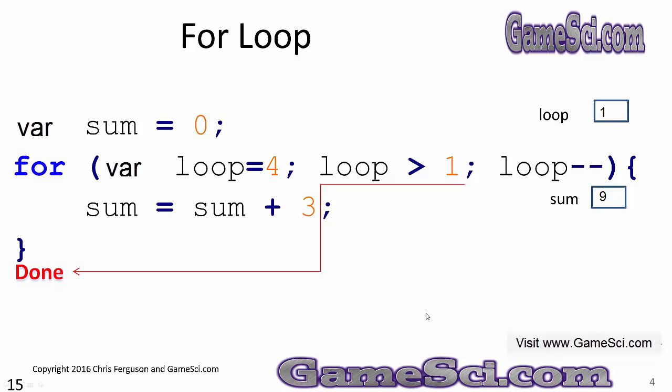There you have it, a for loop. This thing, I believe, executed 3 times. Because this line of code executed 3 times, the variable sum had a 9 in it at the end. That's how a for loop looks. Let's look at one other type of loop.